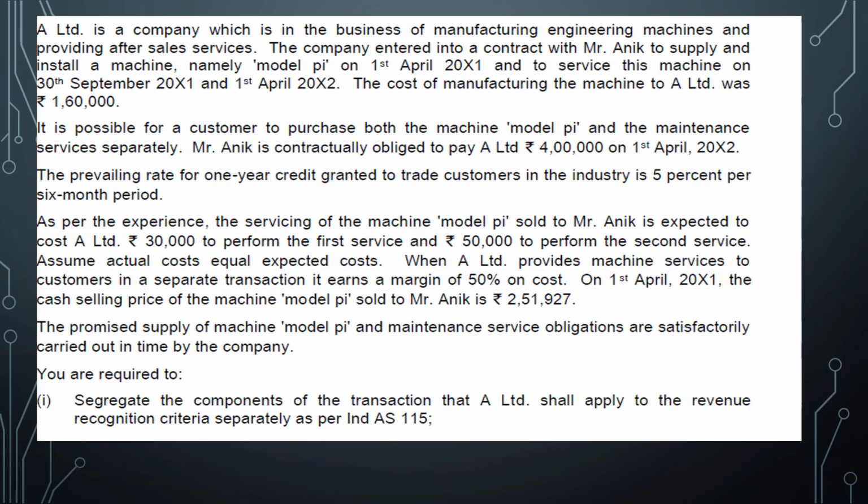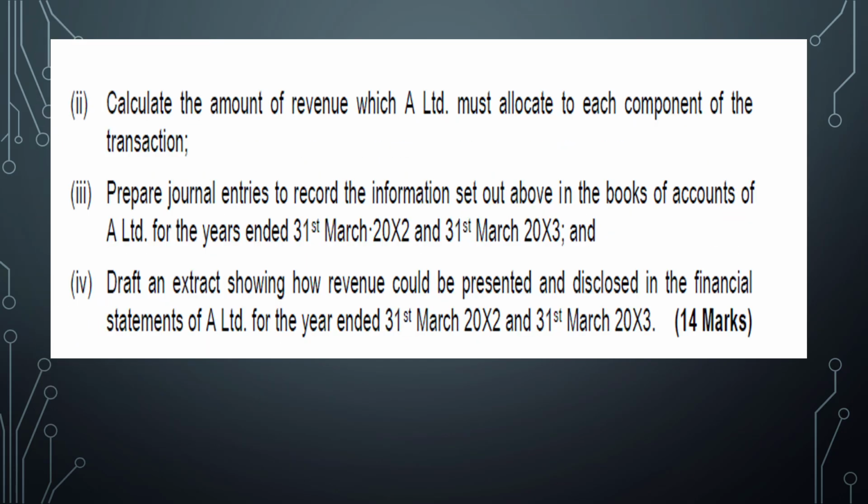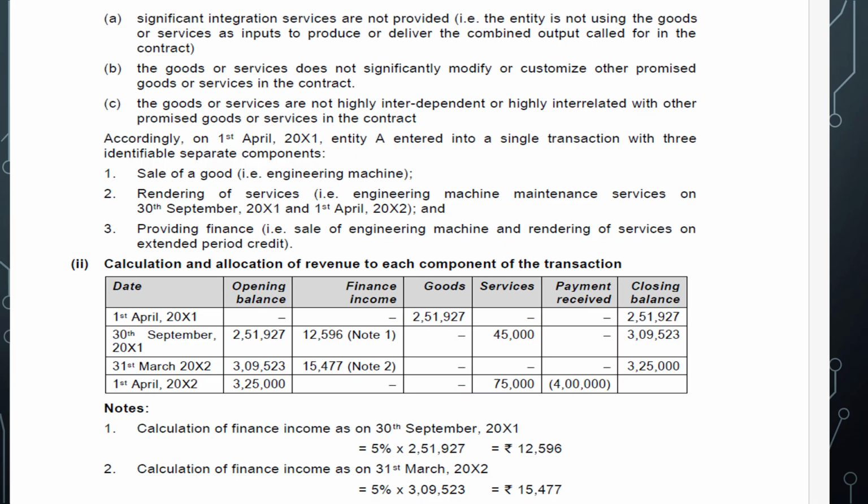The service cost is 30,000, but the margin of 50% will be applied. So 30,000 plus 50% gives you 45,000. Similarly, 50,000 plus 50% will give you 75,000. If you do that, you will get your opening balance as on 1st April 2022 as 3,25,000, and service 75,000, and the payment received as given in the question is 4 lakhs. So now 4 to 5 marks are already in your pocket.